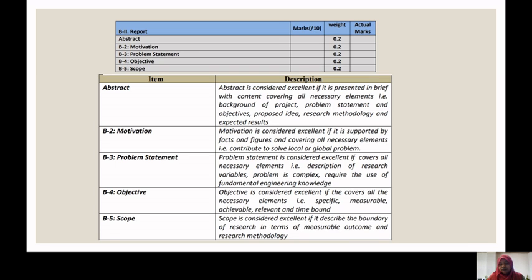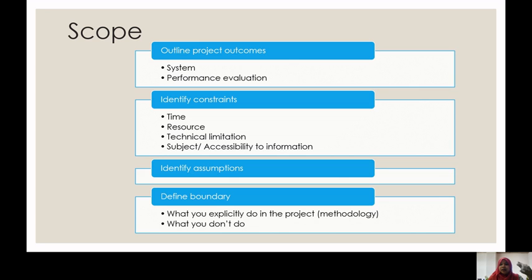So it must be very clear from your point of view and of course from your supervisor's point of view. So the scope must outline the project outcome, say for example some system or what kind of performance evaluation that you do, and you must identify constraints, whether time, resources, or technical limitations.